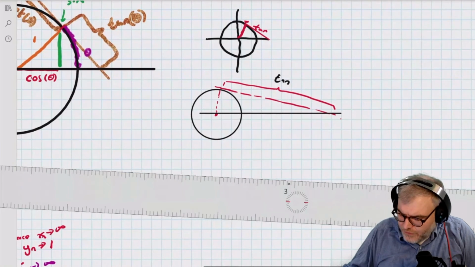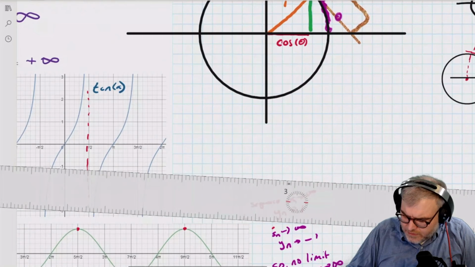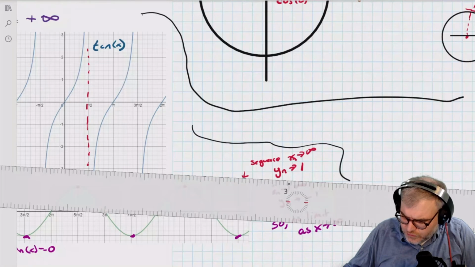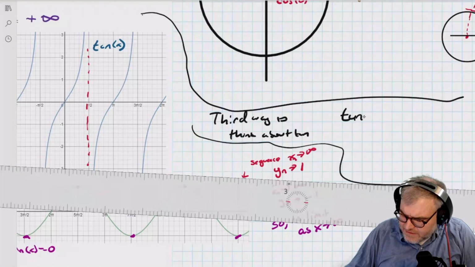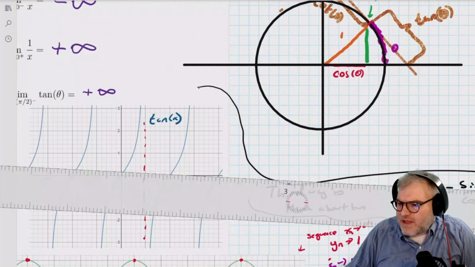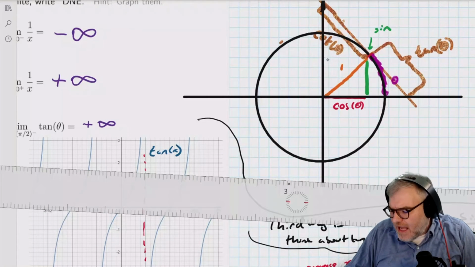Okay. The third way to think about tangent is like this. I've got tan of x equals sine of x over cosine of x. Now, as x goes to pi over 2 from the left, sine goes to 1, my northiness goes to 1, and my easterness goes to 0 from the right.